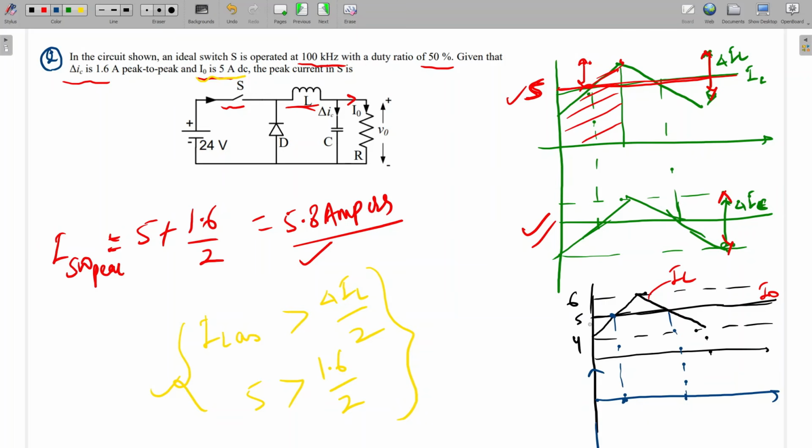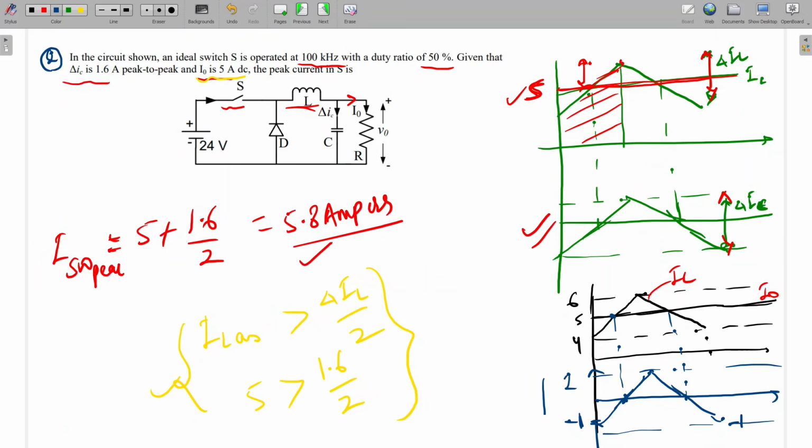At the initial point, what will be IL minus I naught? IL is 4 and I naught is 5, so 4 minus 5 will be minus 1. So it will start from minus 1. Here it will be 0. At the peak value it's 6, and 6 minus 5 will be 1. Again it will go to minus 1. What will be the ripple here? 1 minus minus 1 will be 2. Here it will be 2, and here also 6 and 4 will be 2. Clear?